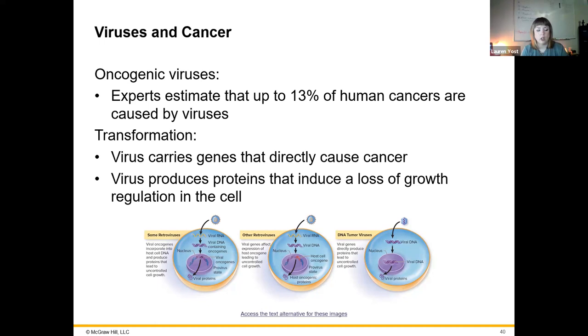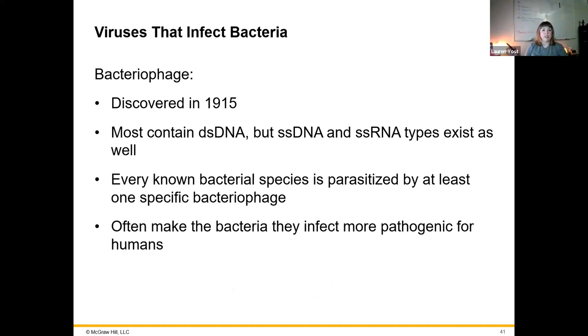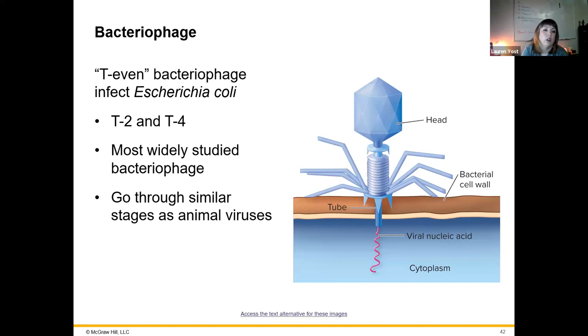All right, so any virus that infects a bacterium is called a bacteriophage or a phage, okay? Every known bacterial species can be parasitized by at least one specific bacteriophage. A lot of times when this happens, this can help the bacteria become more pathogenic to us, if they are pathogens. We have bacteriophages that infect E. coli, the T2 and the T4. These are just nuts looking, right? Which we've already seen.